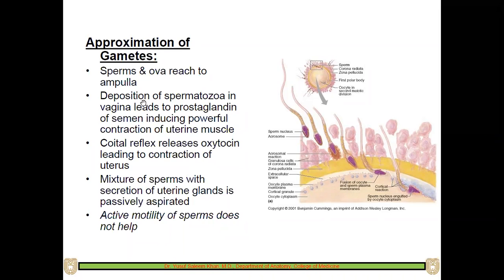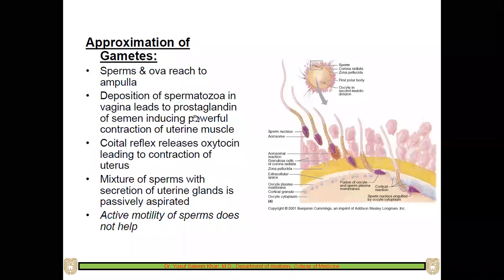Deposition of the spermatozoa in the vagina leads to the prostaglandins of the semen inducing powerful contraction of the uterine muscles. So whenever there is deposition of these sperm in the vagina, the prostaglandins of the semen produce powerful contraction of the uterus. Even though the prostaglandins are coming from the male, they lead to powerful contraction of the uterine muscles. Also the coital reflex releases oxytocin, leading to contraction of the uterus. So two things will combine together.